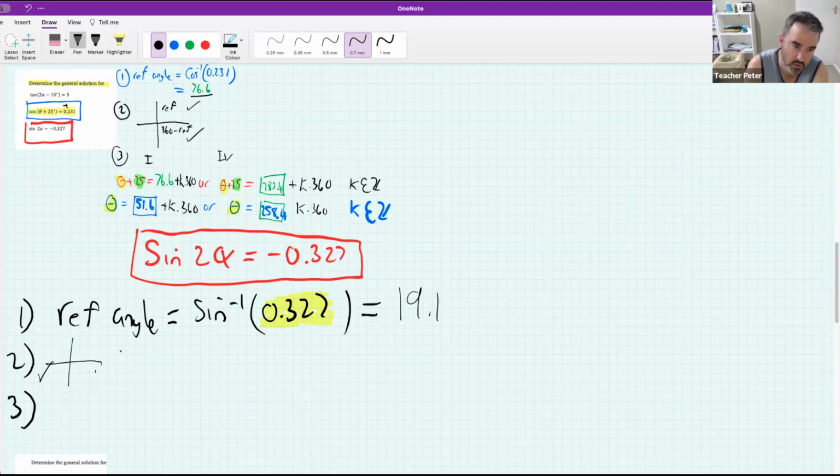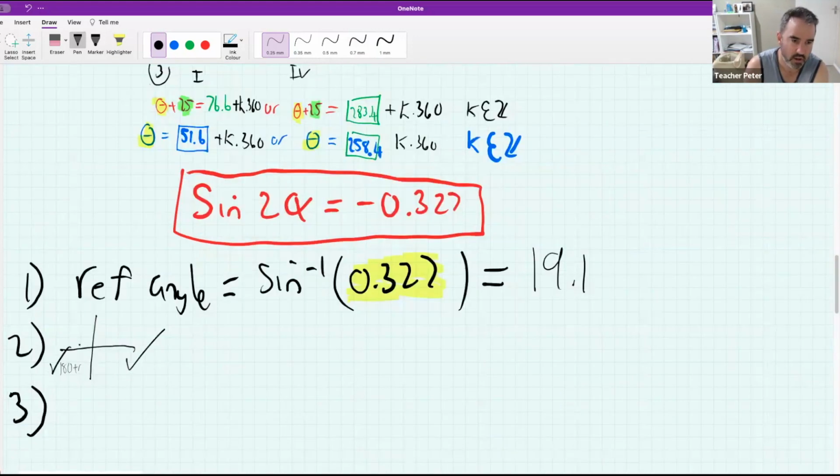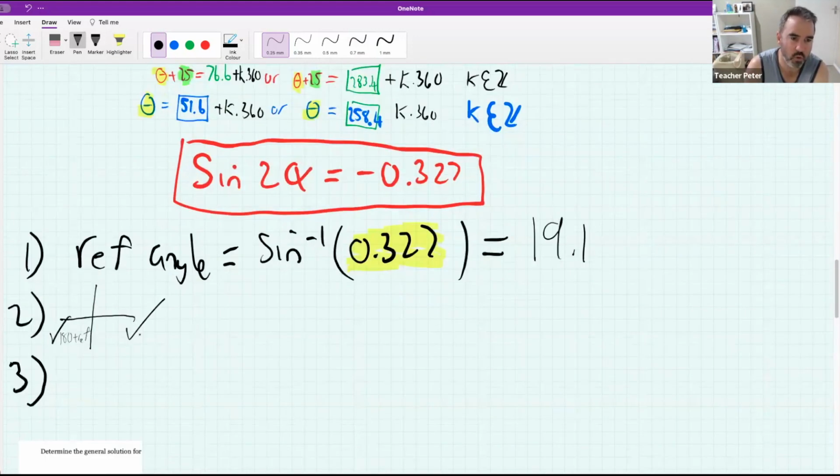It's negative in quadrant 3 and 4, where it's basically going to be 180 plus, oh, this is too small. I haven't got control. So 180 plus the reference angle, or if it's in quadrant 4, it'll be 360 minus the reference angle. Apologies for the small writing. So my answers are going to be in quadrant 3 and quadrant 4.